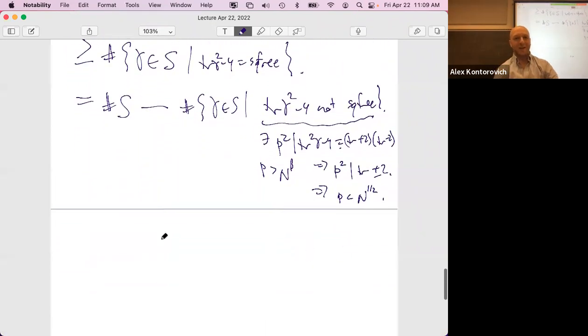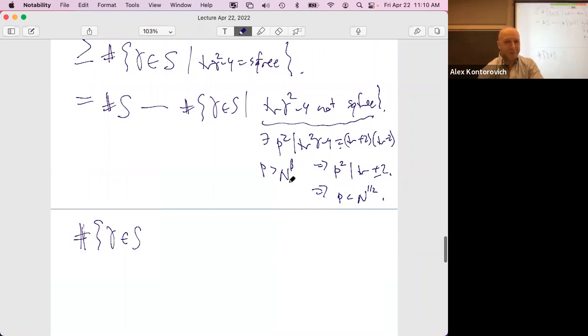Okay. So I want an upper bound. I want to estimate how many elements there are. I got a little lost. Yes. So you're saying, what was it about p dividing 4? So if it's not square free, then there's some square of a prime that divides trace squared minus 4. But this thing factors as trace plus 2 times trace minus 2. Well, p squared divides a product of two things. I claim that that means that p squared divides only one of them. If p divides trace plus 2 and p divides trace minus 2, well, the difference between trace plus 2 and trace minus 2 is 4. Oh, so p divides GCD, 4. The GCD is bounded by 4.